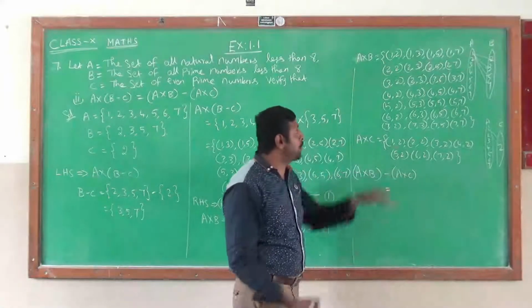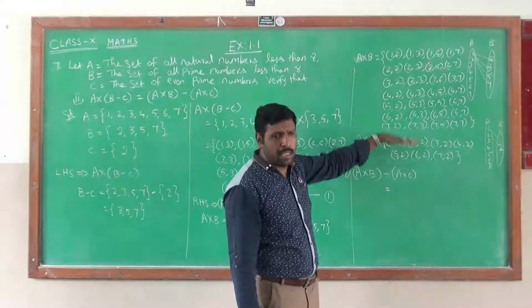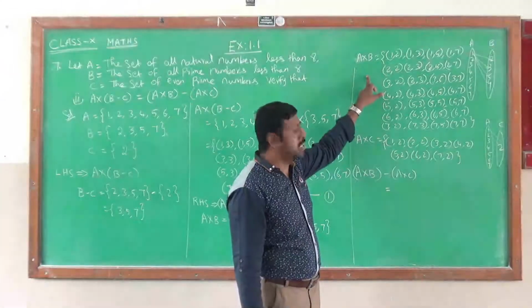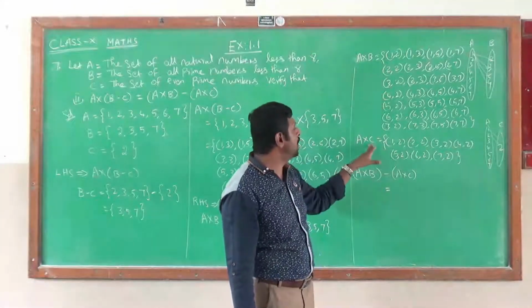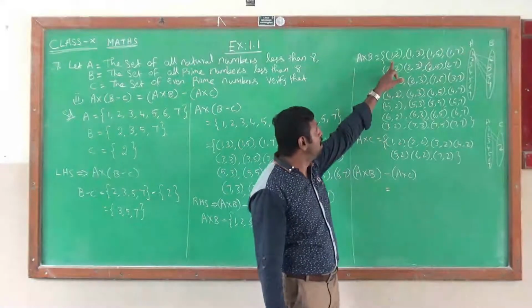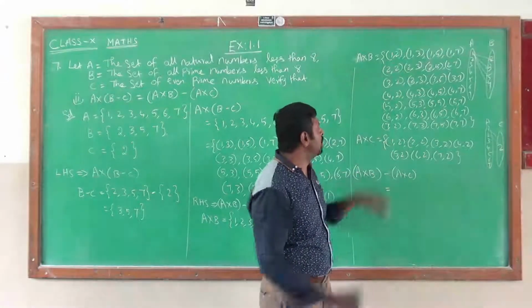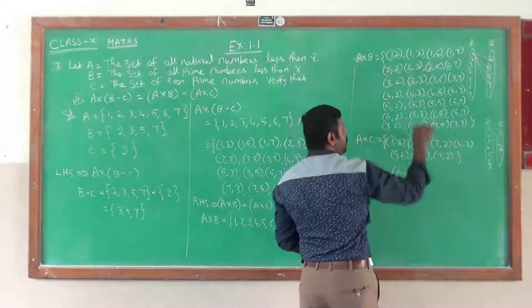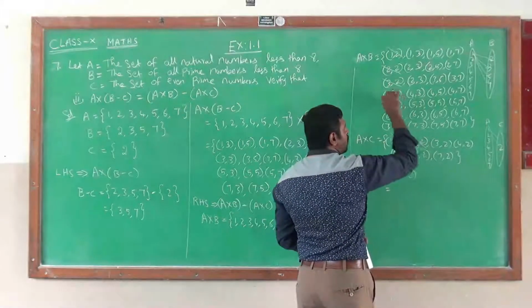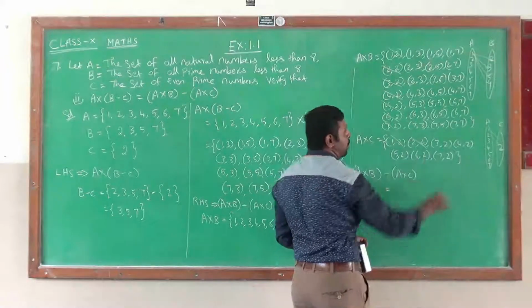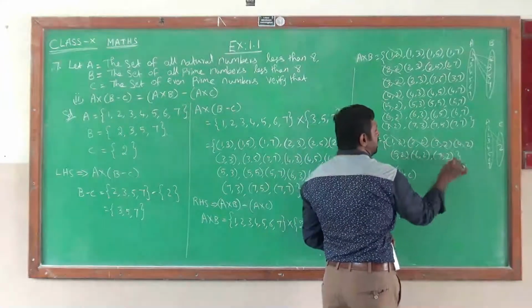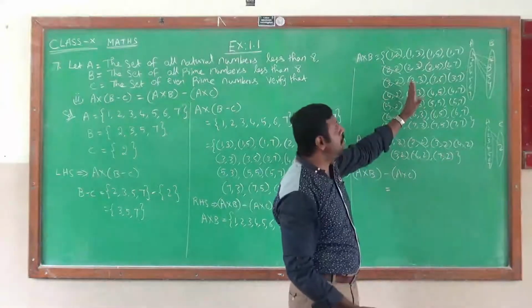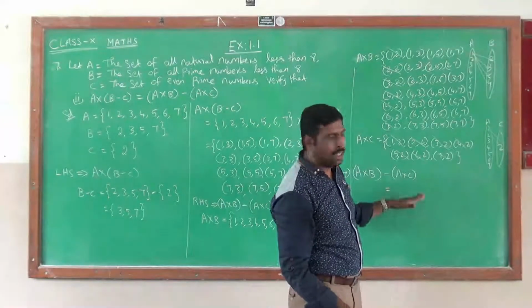Now we have to subtract the first set and the second set. See, the first set is A cross B, the second set is A cross C. Here see, 1, 2 appears in both sets, so we have to cancel this, and then 2, 2, 3, 2, 4, 2, 5, 2, 6, 2, 7, 2. So these are all cancelled. So the remaining ordered pairs are what you have to write here.